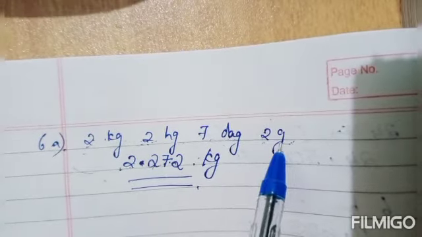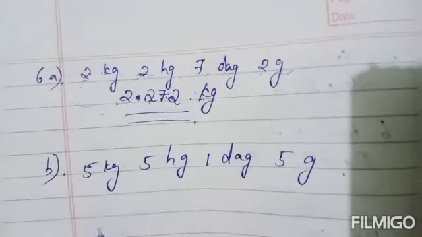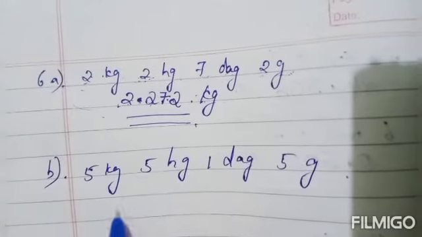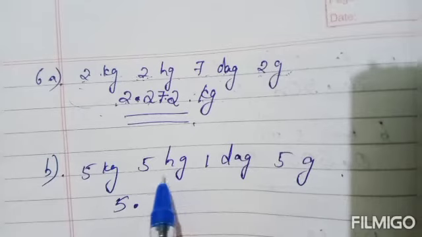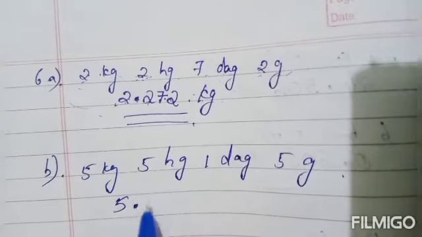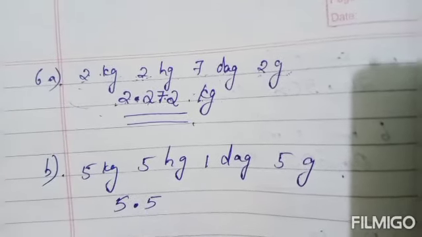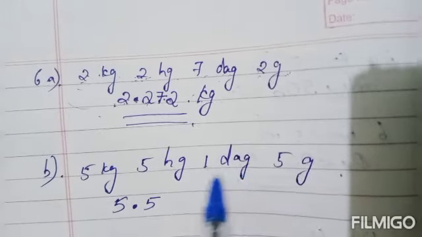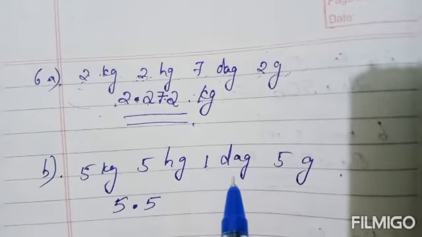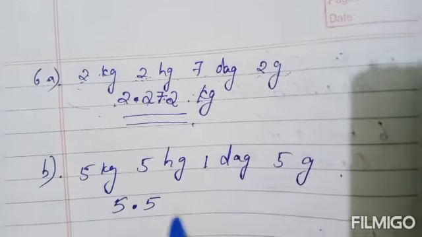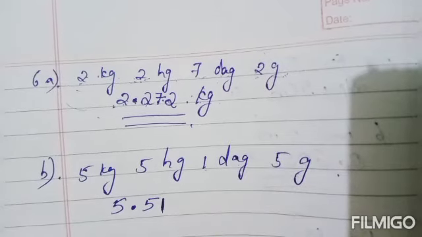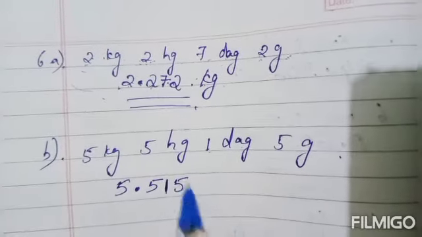Okay. Next in that B, 5 kilogram, 5 hectogram, 1 decagram, 5 gram. So how can you write this? Kilogram will come before decimal point. So 5 point. Now hectogram will come in 10th place. So in 10th place you can write 5. Now 1 decagram. This will come in 100th place. So in 100th place you can write 1. Now 5 gram. This will come in 1000th place. So in 1000th place it is 5.